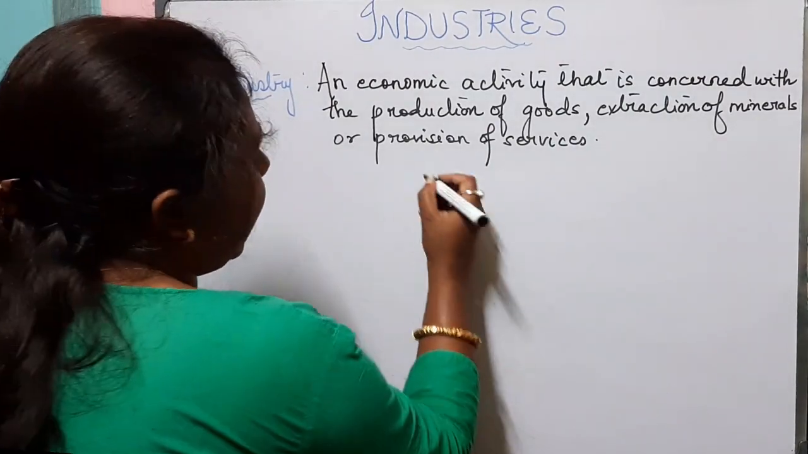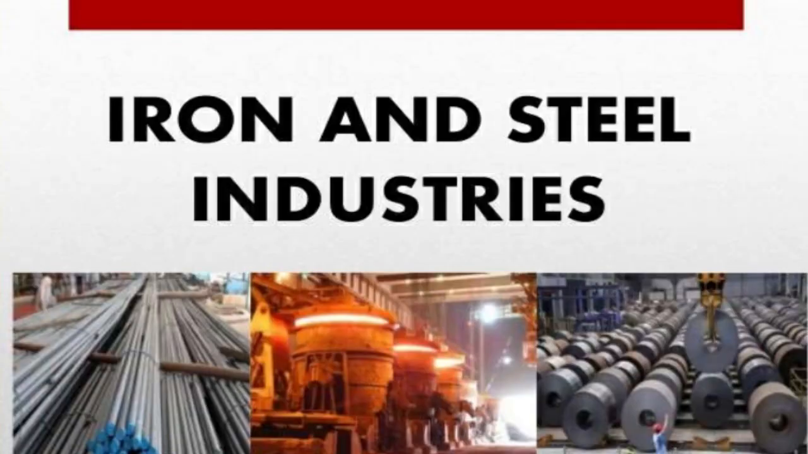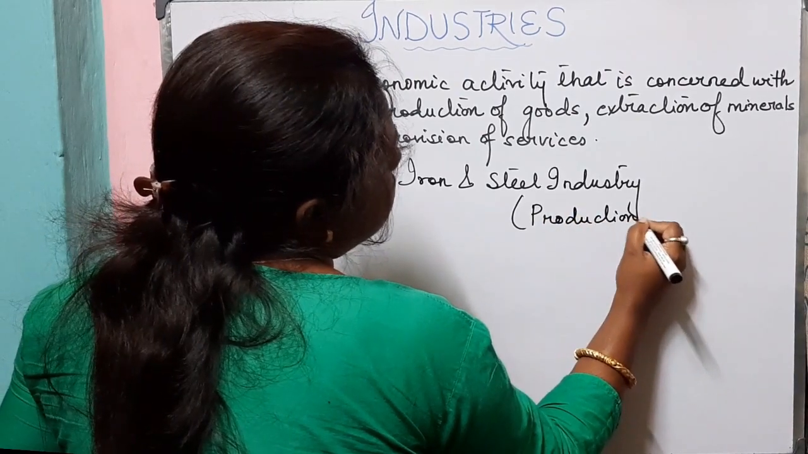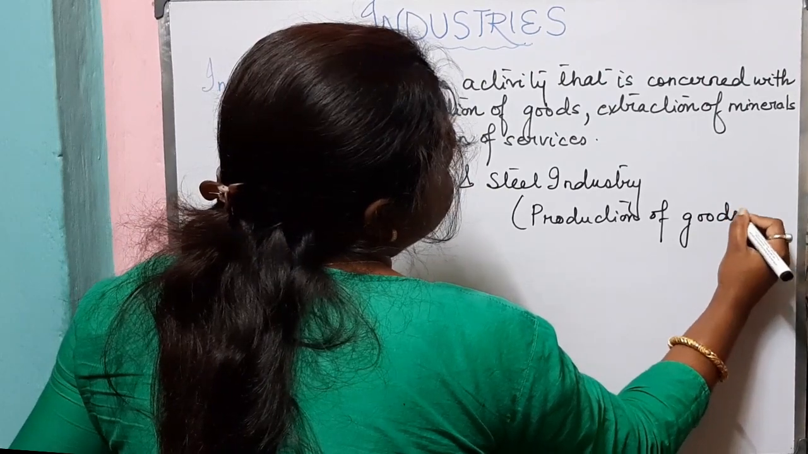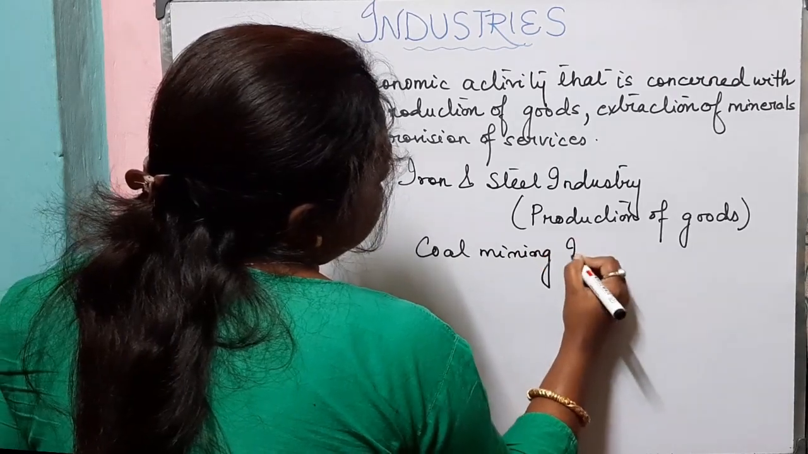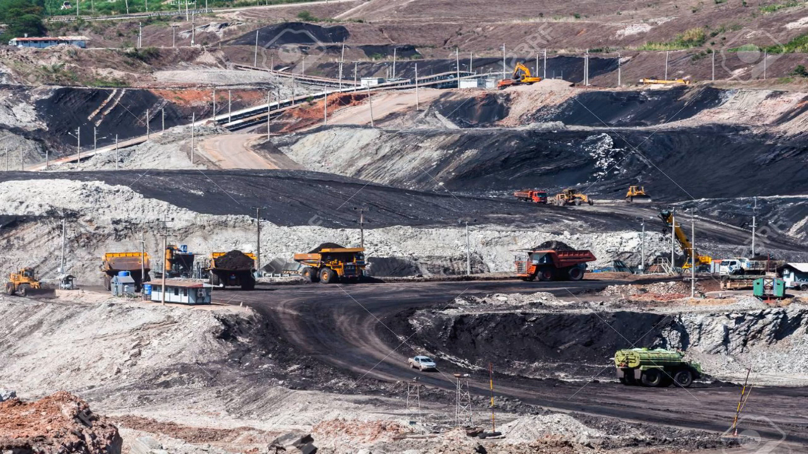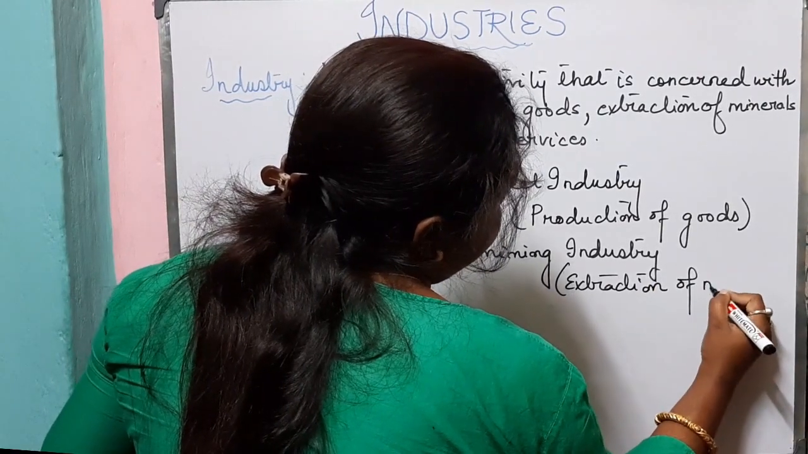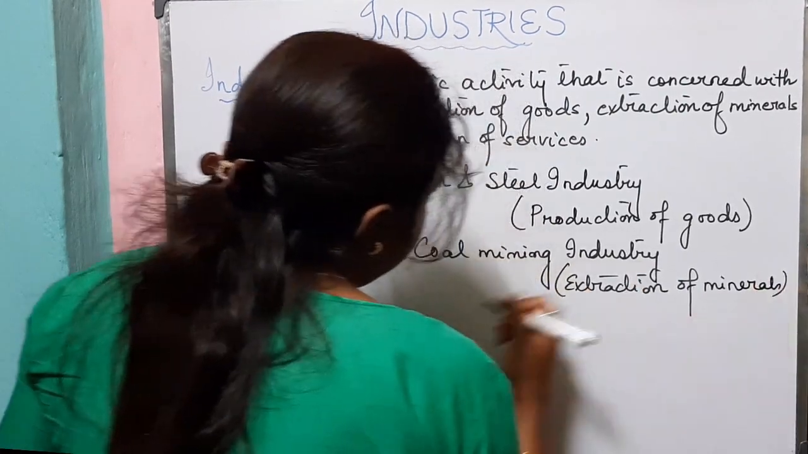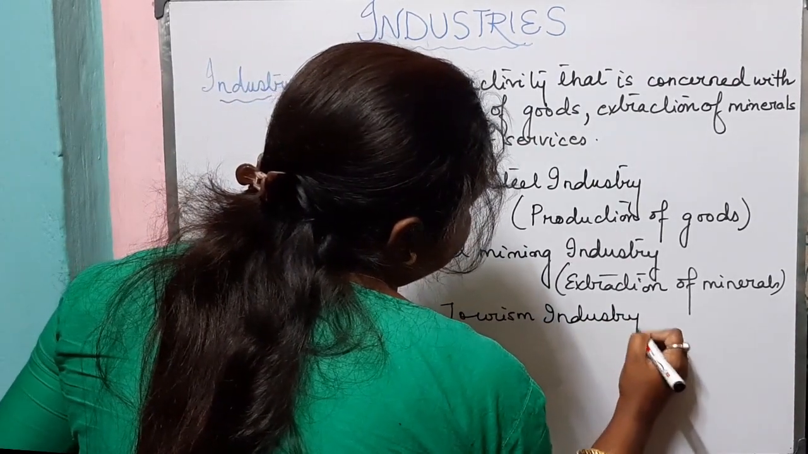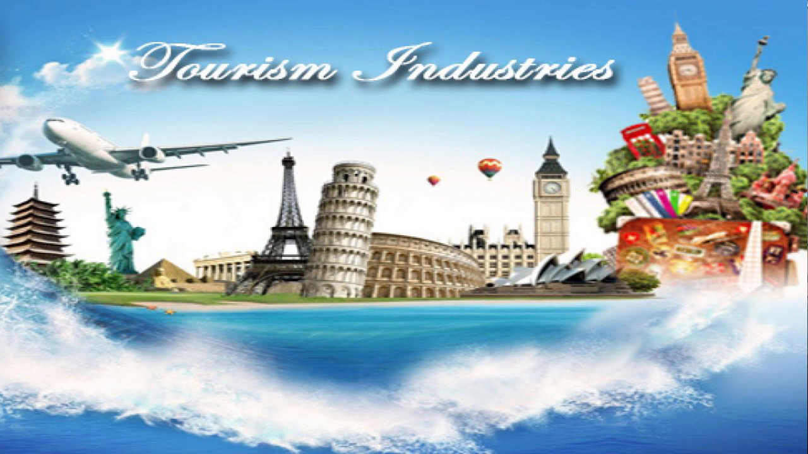Thus we have the iron and steel industry, which is concerned with production of goods. We have coal mining industries, which are concerned with extraction of minerals. And we have the tourism industry, which is the service provider.